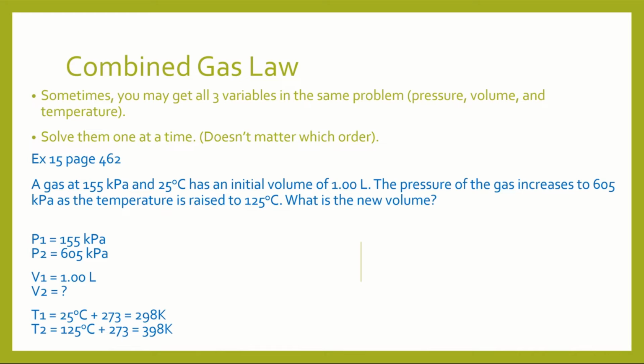And then my temperature, don't forget to convert to Kelvin. Always convert to Kelvin. So my initial temperature was 25 degrees Celsius. I convert that to 298 Kelvin. My second temperature was 125 degrees Celsius. I convert that to 398 Kelvin. All right, we're looking for a volume. It's going to be a factor label problem. And again, it doesn't matter which order we go through.